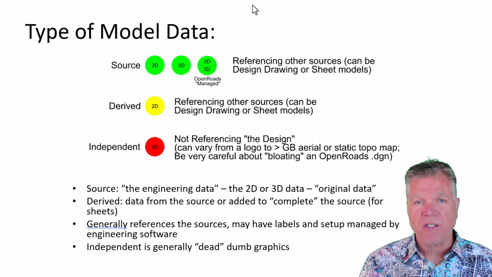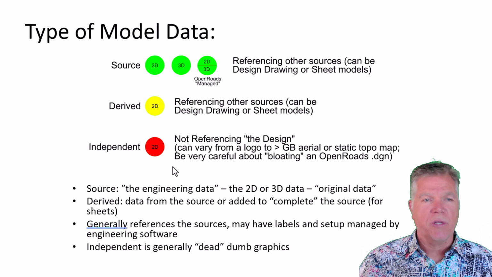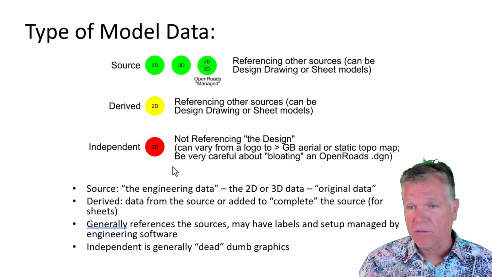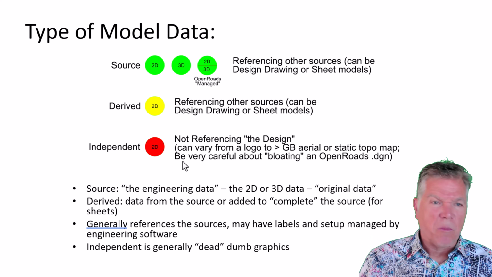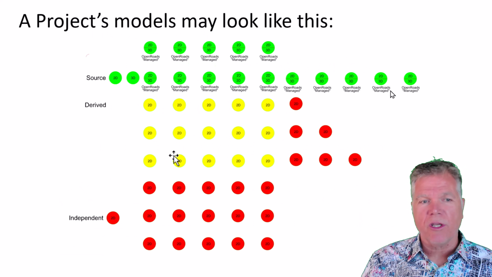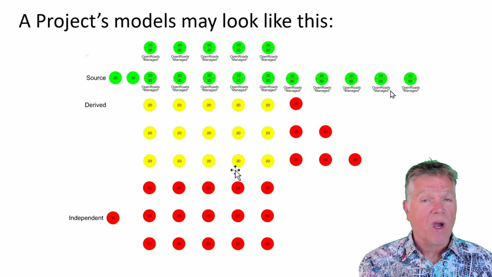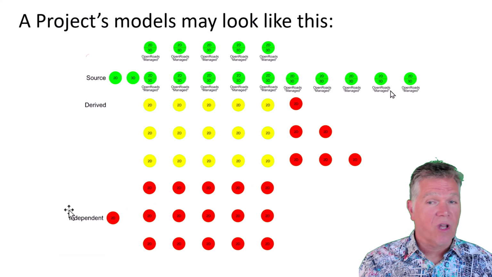And then finally, you have independent stuff, which has nothing to do with the engineering software you're using. It could be an aerial photo. It can be a tile file for an entire county. It's anything that's not live. Dumb graphics, if you will. So when you're looking at a project, it may consist of a whole bunch of engineering design models, source data if you will, a lot of derived models and independent models. And notice I'm using models and not DGNs.